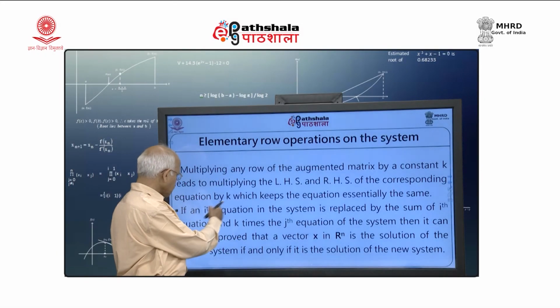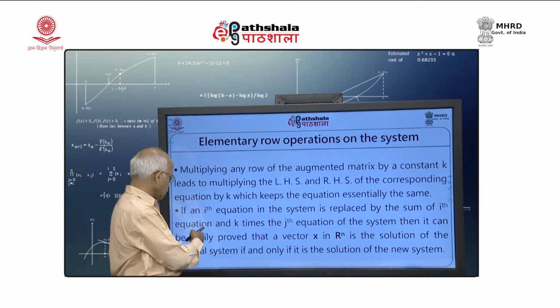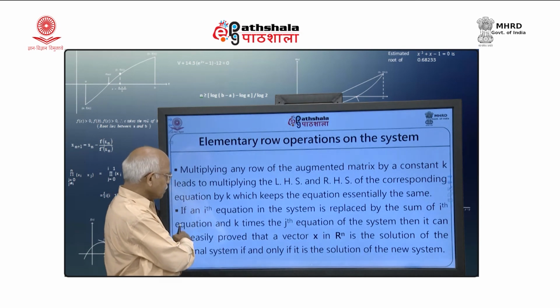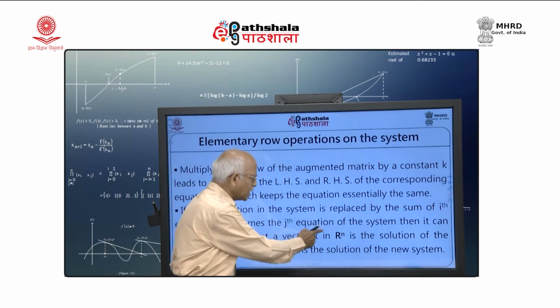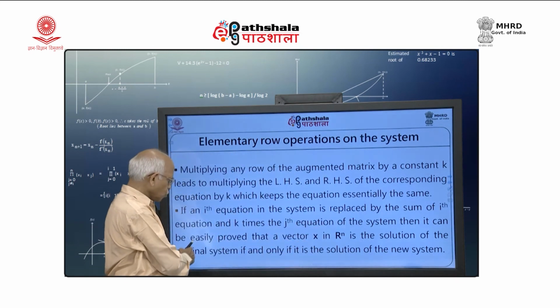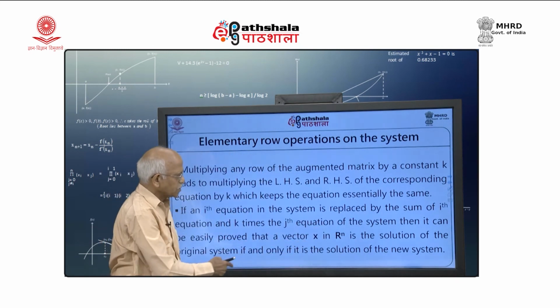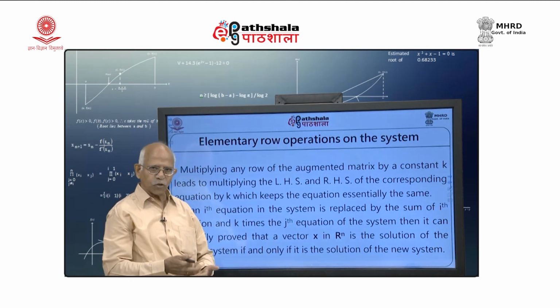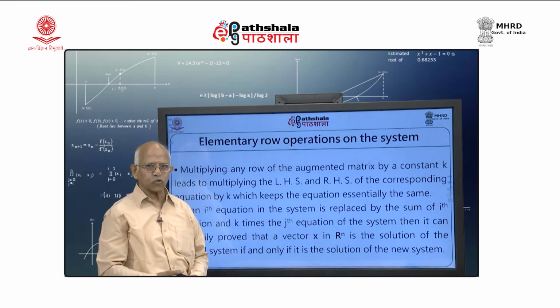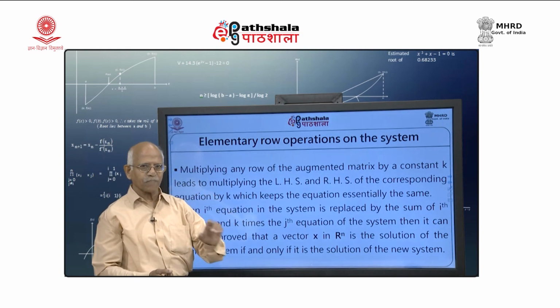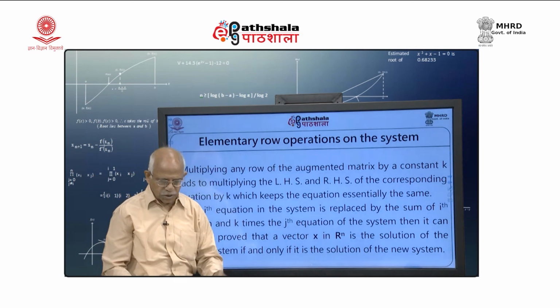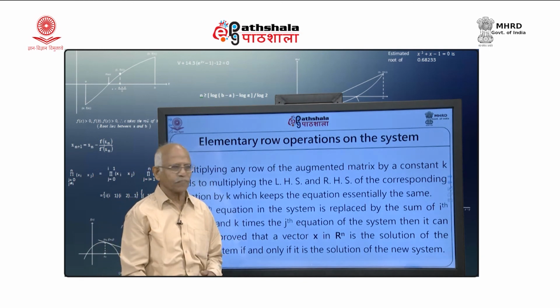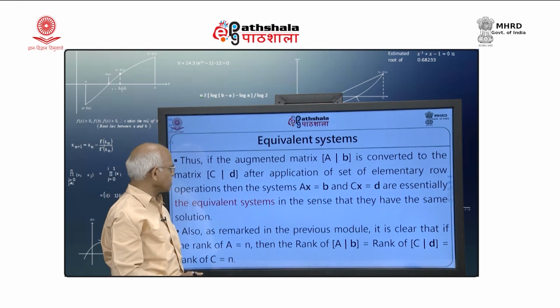So, the sum of k times the jth equation, it can be easily verified that the vector x bar in R n is a solution of the original system if and only if it is a solution of the new system also. And therefore, these elementary row operations are such that in any order I apply them on the augmented matrix, my system essentially remains the same, and such systems I am going to call equivalent systems.